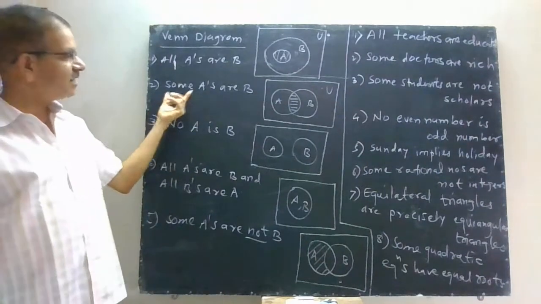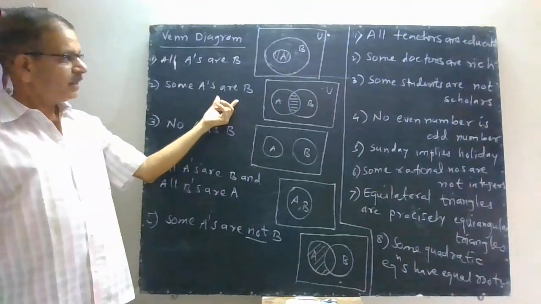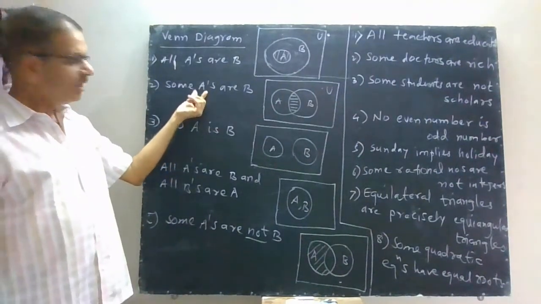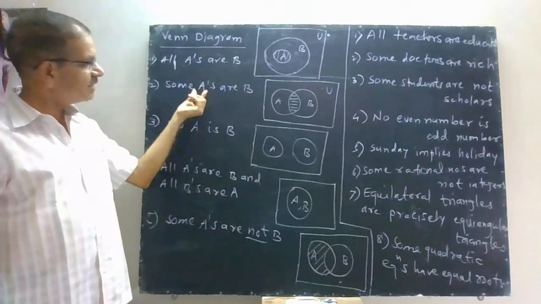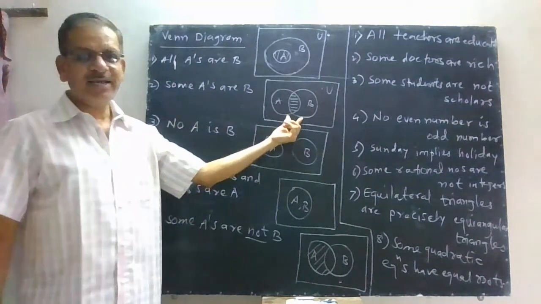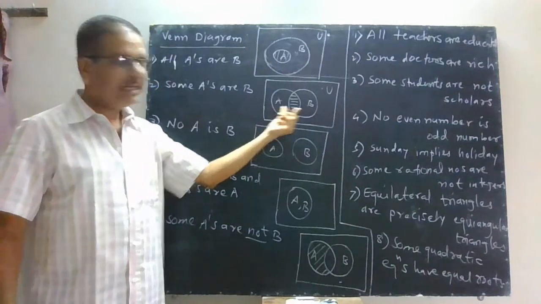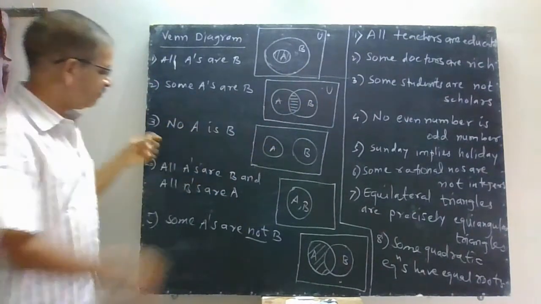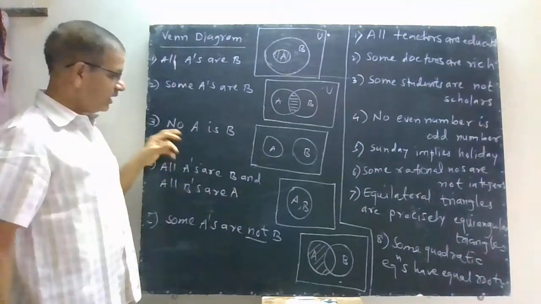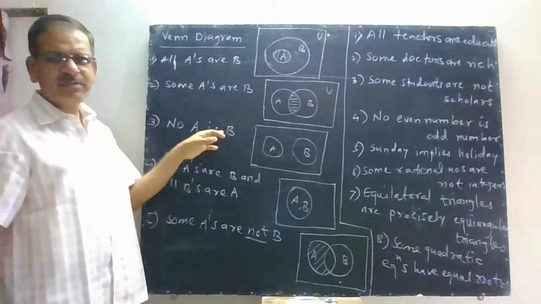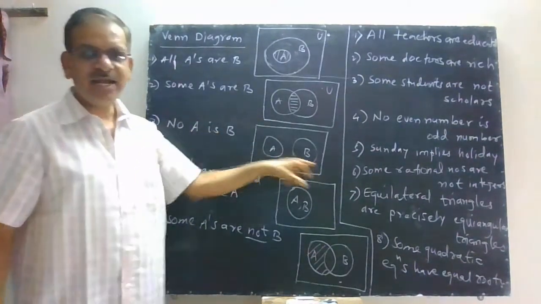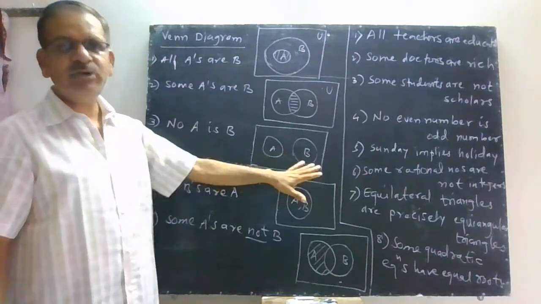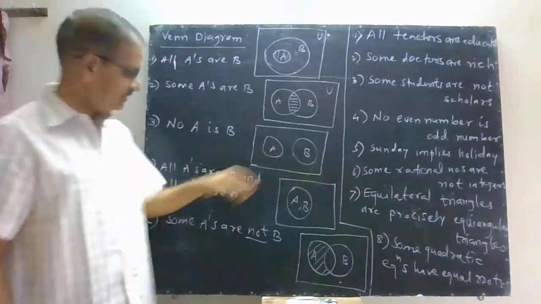Now secondly, some A's are B means all A's are B is not possible here. Some A's are B, so we will draw a diagram of this type. There is something common between A and B. That means some A's are B. Then no A is B, or no A's are B. That means A and B are totally separated. They are disjoint sets. So your figure will be like this.